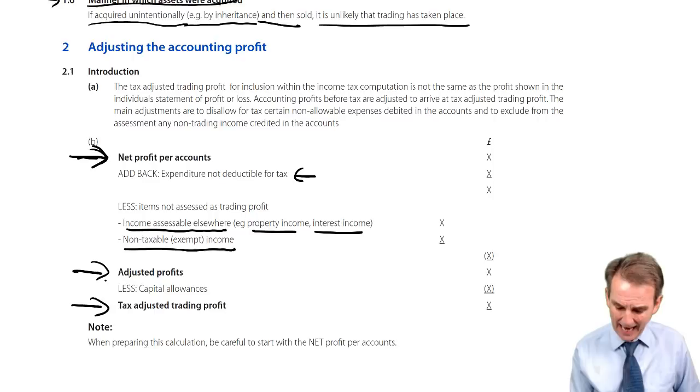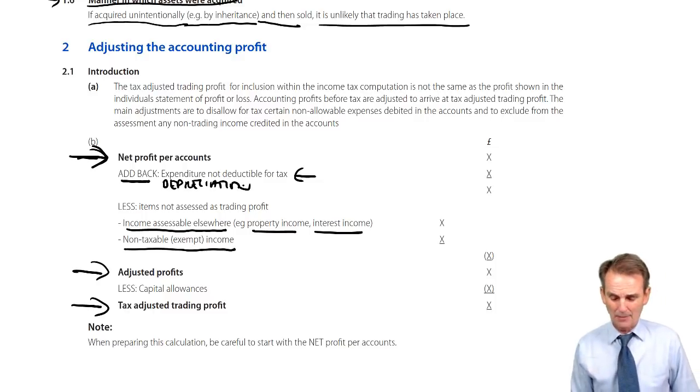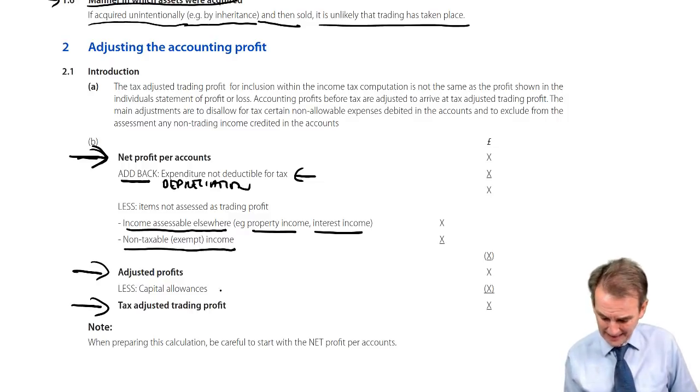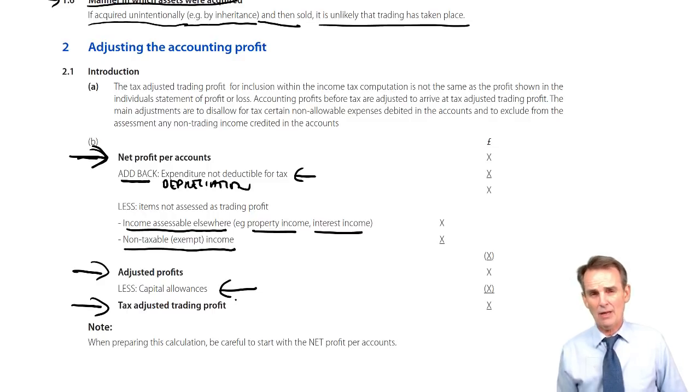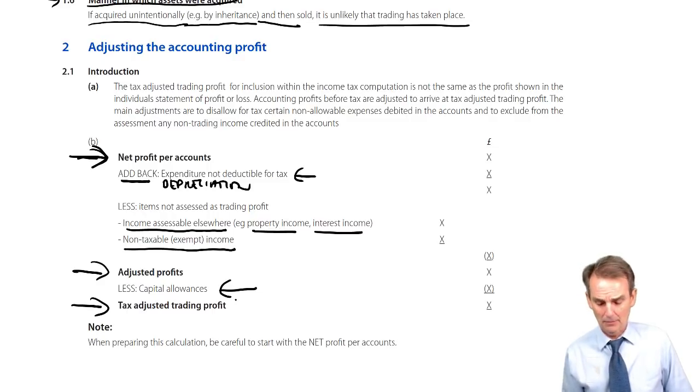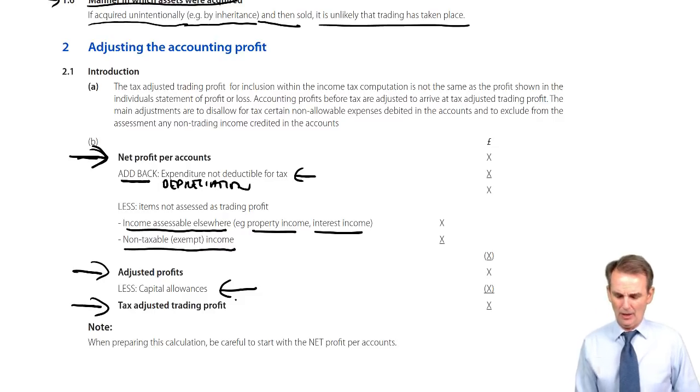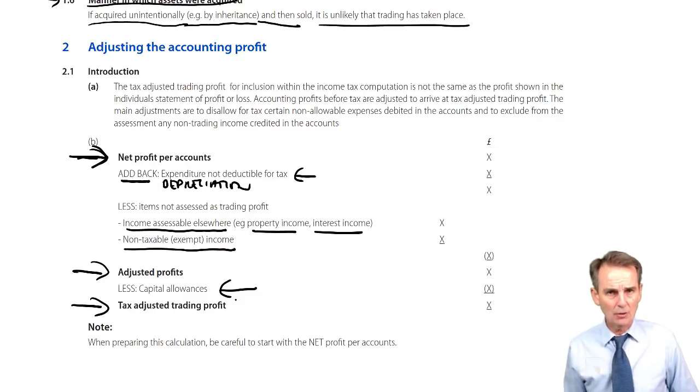So up here in the add back of expenditure not deductible for tax, what will loom large will be depreciation, as we will see soon. We will add back depreciation, and what replaces it down here is capital allowances. But that's a huge area in its own right. Chapter 5, a much more substantial chapter than this chapter 4, will show us how to compute and then deduct those capital allowances.